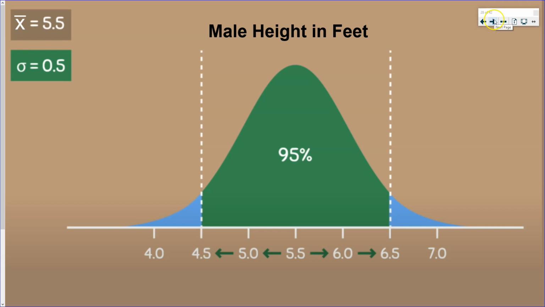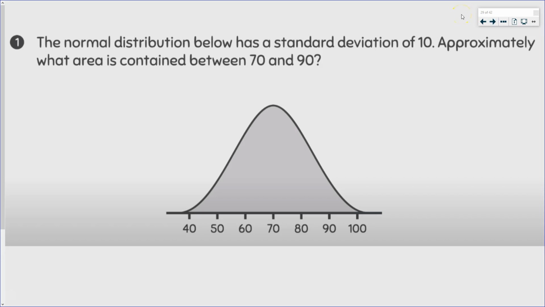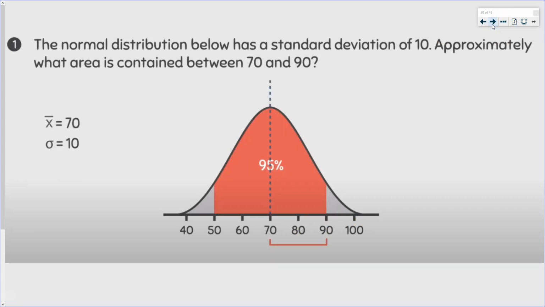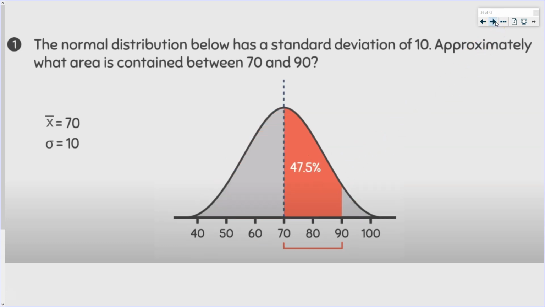So the next slide, here's an example of what your problems are going to look like. It says the normal distribution below has a standard deviation of 10. Approximately what area is contained between 70 and 90? Well, that's not around the center. You see that those are the two standard deviations off to the right. So this one has a mean of 70 and a standard deviation of 10. And you can see that if we were to go left to right the whole way, that would be 95%, but we're only going to cover half of that. So we're going to chop the 95 in half to get 47.5%.